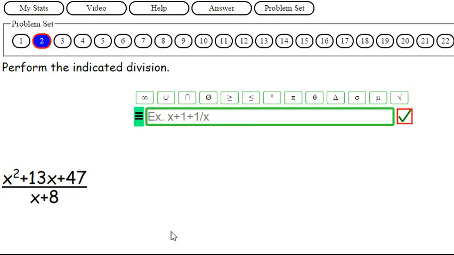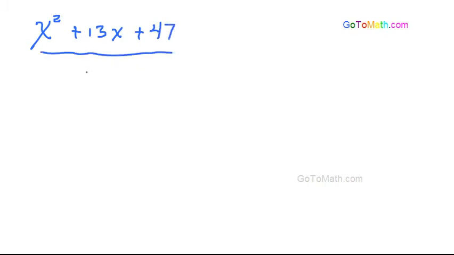Let's see, we have x squared plus 13x plus 47. That's going to be all over x plus 8. So we have x squared plus 13x plus 47, and that's all over x plus 8.